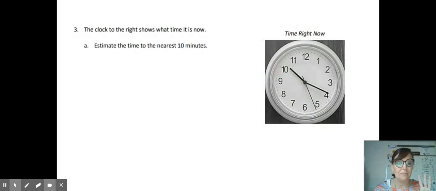Number 3. The clock to the right shows what time it is now. Estimate the time to the nearest 10 minutes. Look at that little hand for the hour, then count out your minute hand to the nearest 10 minutes.